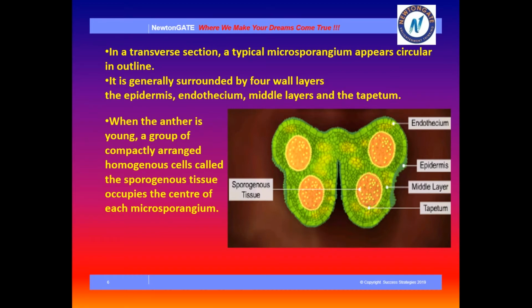Now, what is this part? This is a group of compactly arranged homogeneous cells in the center of each microsporangium. There is a sporogenous mass of cells, also called sporogenous tissue. So there are four microsporangia and then compactly arranged sporogenous tissues, that is 1, 2, 3, 4. So this is the transverse section of a typical microsporangium, you can see here.